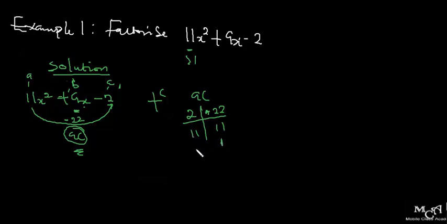Is that understood? Now let's look at 2 times 11. What will that give us? 22. 2 plus 11, what will that give us? 13, right? But I'm not looking for 13, I'm looking for plus 9. So what should I do to 2 and 11 to give me plus 9? I'm going to introduce a minus. Minus 2 plus 11, what will that give me? It's going to give me plus 9.